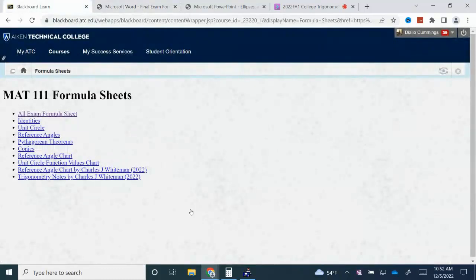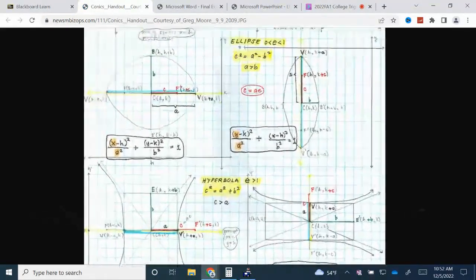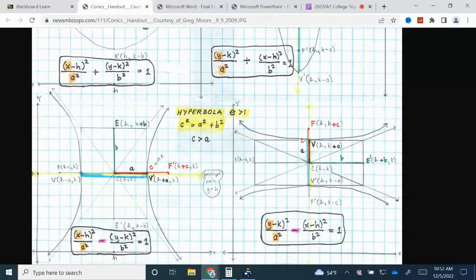I'm going to go back to the formula sheet and click on this conics formula sheet, and here are the formulas for conics that are not centered at the origin. If we take a look at the formulas for the hyperbola, notice here instead of having x squared, we have x minus h quantity squared over a squared minus y minus k quantity squared over b squared is equal to 1. Notice that h always follows x and k always follows y. So these are the documents that we're going to need for today.